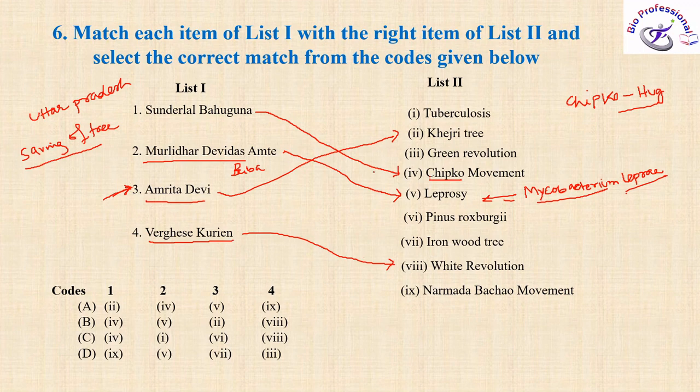So the answer is with 4. Sundarlal Bahuguna is the Chipko movement, 1 with 4, and Murlidhar Devidas Amte is leprosy, so 2 with 5. So the answer will be B. And 3 with 2, let me just check. 3 with 2 and 4 with 3. So B is the correct answer.